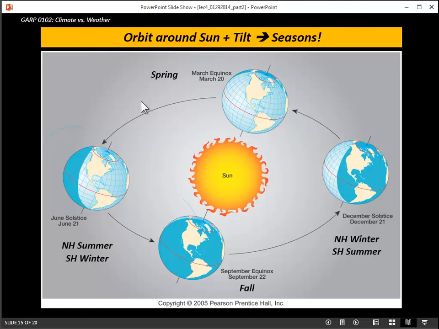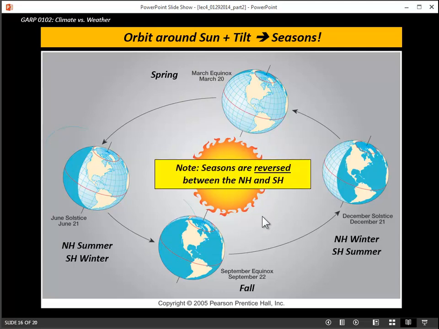Here's the situation as we've already seen it. Northern hemisphere summer, southern hemisphere winter. Northern hemisphere winter, southern hemisphere summer, and then the fall and the spring. Note the tilt remains constant all year around. Seasons are reversed between the northern hemisphere and the southern hemisphere. That's a cool thing, right?